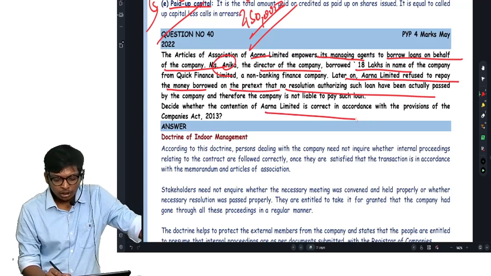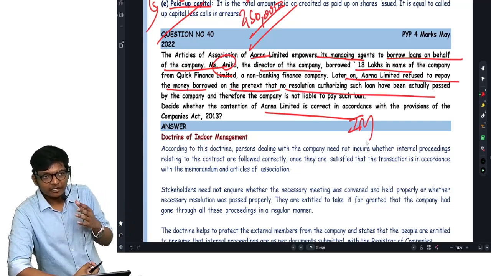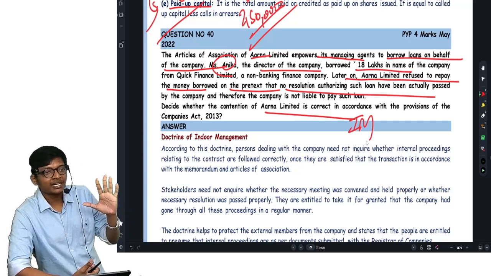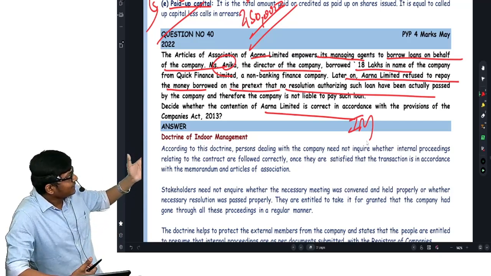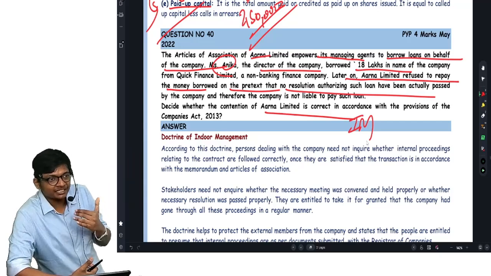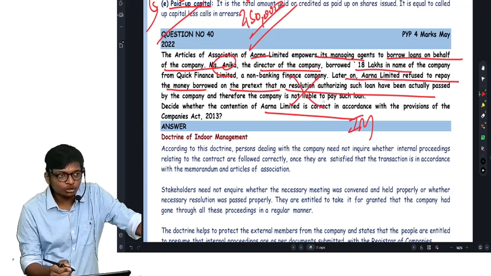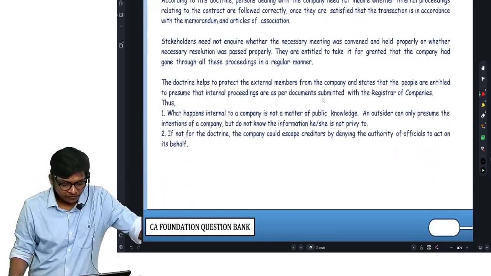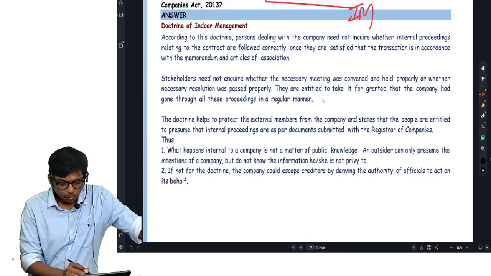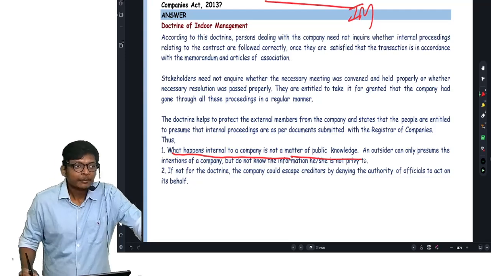No. Again, doctrine of indoor management. As a third party, I will be aware that the company has to follow articles and MOA. That is enough. Already the articles empowered managing agents to borrow loans. Anika, the director of the company, borrowed. Empowered already, and now you have borrowed. Just because the company has not passed the resolution, how will the bank know? What happens internal to a company is not a matter of public knowledge.